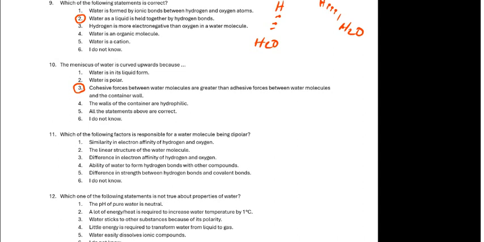Which of the following factors is responsible for a water molecule being dipolar? The similarity in electron affinity of hydrogen and oxygen, no. The linear structure of water molecule, no. Water molecule is bent in shape. Difference in the electronic affinity of hydrogen and oxygen. So oxygen has higher affinity than hydrogen. So this is the correct answer.